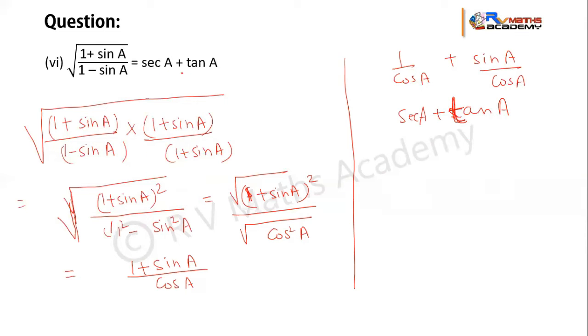Whenever you are given any identity, see the left hand side and right hand side both very carefully. You can see sec is nothing but the reciprocal of cos, and tan is nothing but the sine upon cos. In both the cases, cos is coming in the denominator. So it means you have to make your simplification in such a way that cos should come in the denominator. So if you multiply by its conjugate, then you will get 1 minus sine square A in the denominator. And this is nothing but the cos square A. And when you take the square root, you will get the cos A.